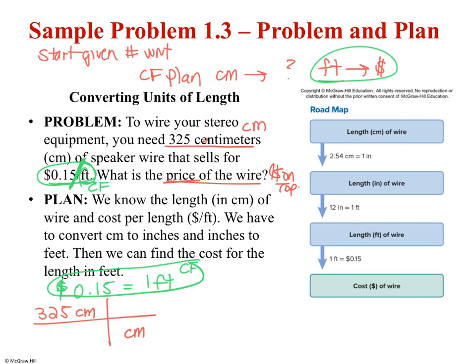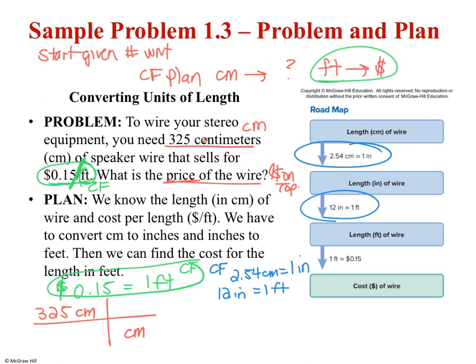That's where you need other conversion factors, and you would look at that sheet and you could say, okay, two other conversion factors: 2.54 centimeters equal 1 inch. Like I said, you don't have to memorize these. I would give you a list of conversion factors, but you'd have to find them and come up with the plan. The plan's hard. You've got to come up with the plan. And then you can go from inches, 12 inches equals 1 foot. Okay, so that would get you there.